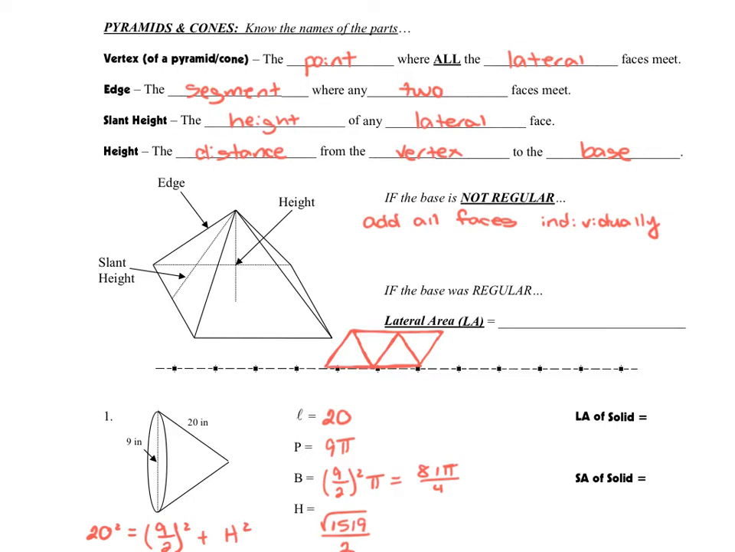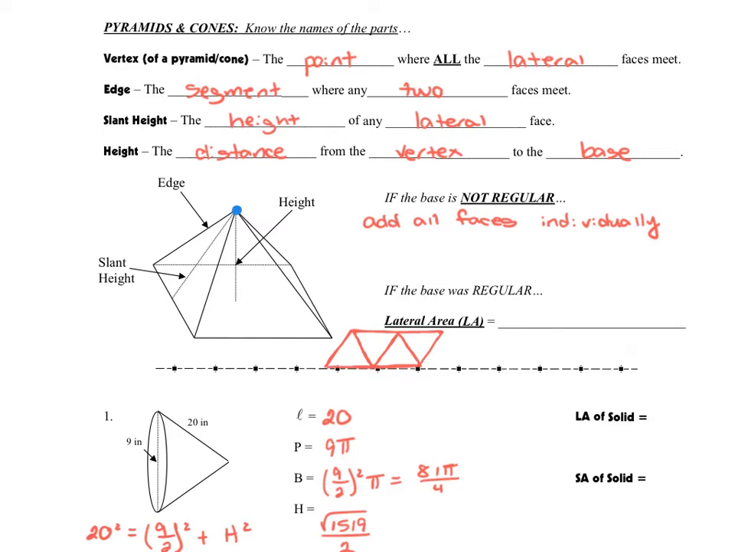All right, so starting here at the top, we have the vertex. The vertex of the pyramid or cone is specifically a point where all the lateral faces meet. So the lateral faces, again, are going to be these sides, these triangles. So where all of those meet, we're going to have our vertex. So it would be this point up here at the very top.